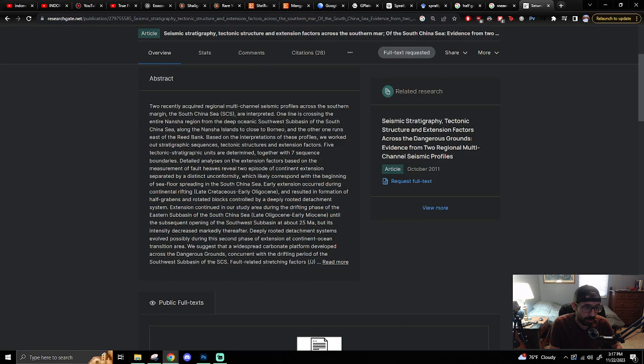5 tectonic stratigraphic units are determined, together with 7 sequence boundaries. Detailed analyses on the extension factors based on the measurement of fault heaves reveal 2 episodes of continent extension. So kind of like building additional material on the continents, that is continental crust, separated by a distinct unconformity, which likely correspond with the beginning of seafloor spreading in the South China Sea.